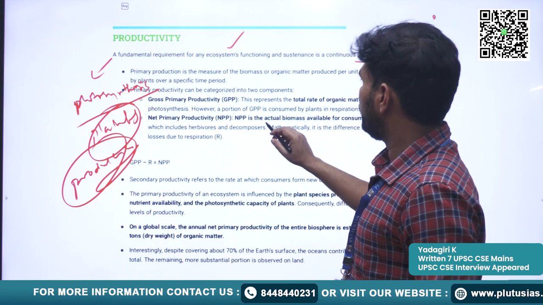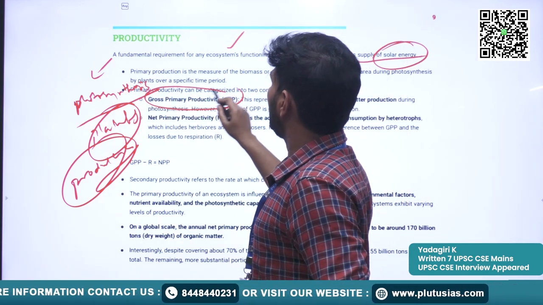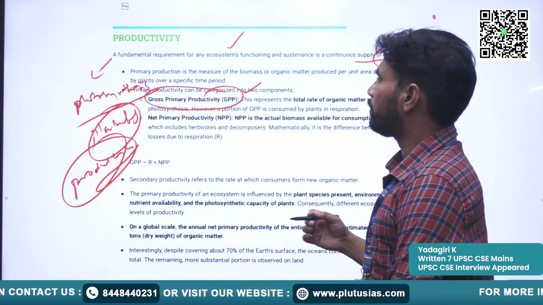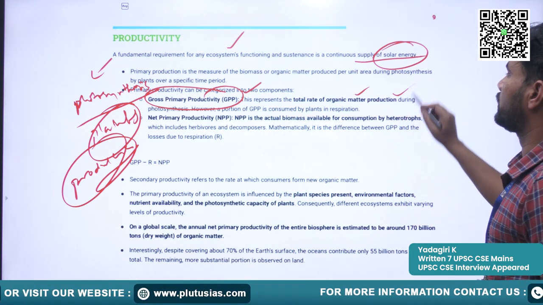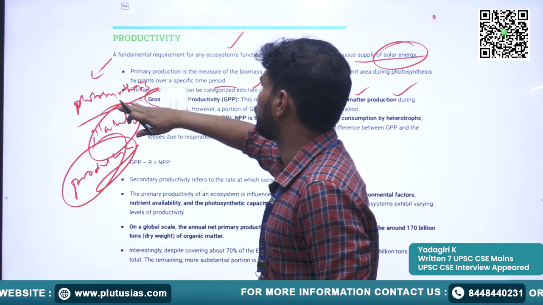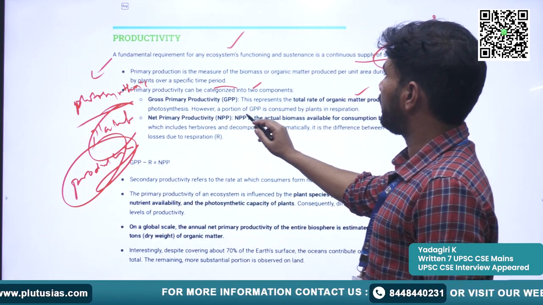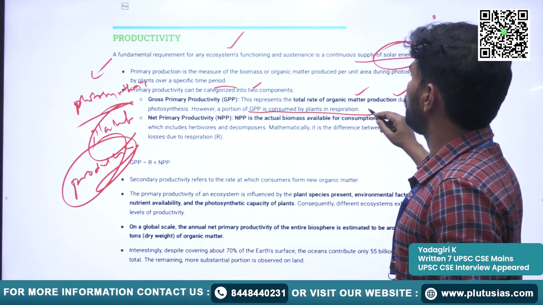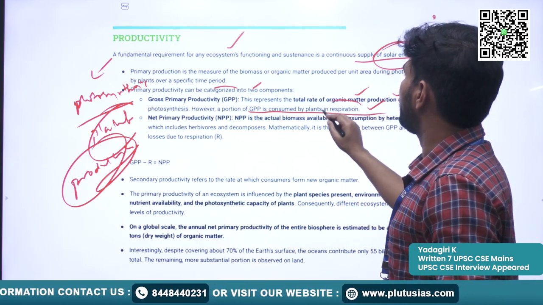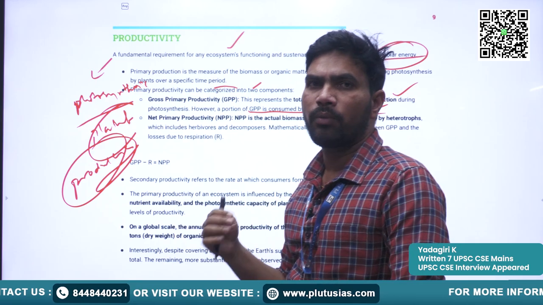So basically this energy can be measured in two aspects: gross primary productivity. This is the total rate of organic matter production during photosynthesis. However, a portion of GPP, gross primary production, is consumed by the plants in respiration. So the plants also require energy.